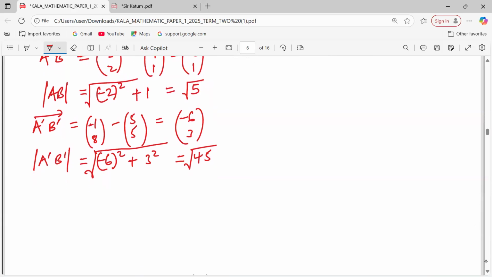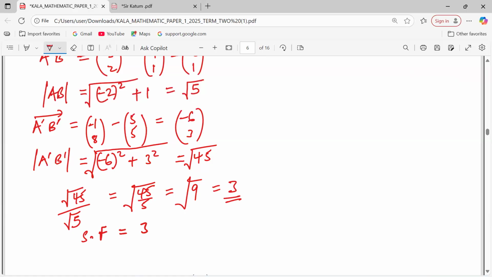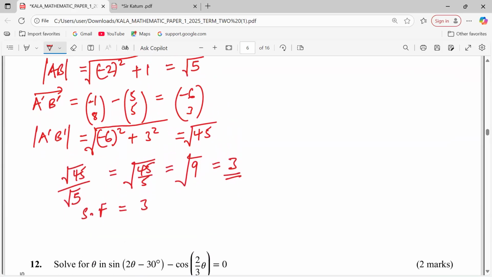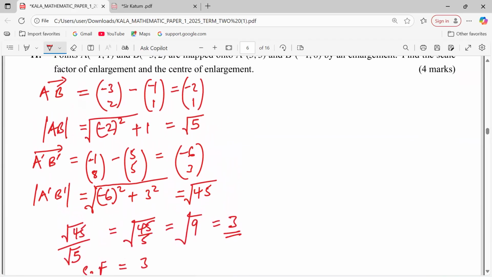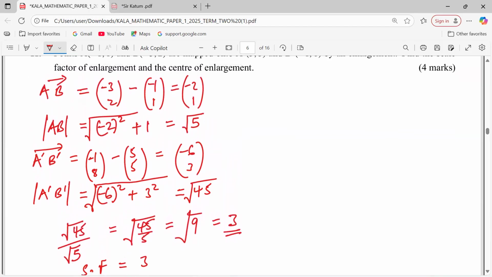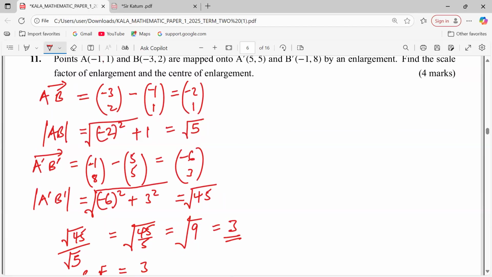So we have the magnitude of the two vectors. How would we get the ratio? We need the length of the image divided by the length of the object. So the square root of 45 over the square root of 5, the square root of 9, gives us exactly 3. So the scale factor equals 3. We are done with the scale factor.